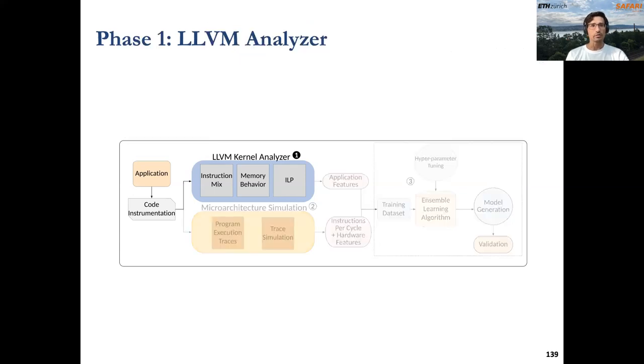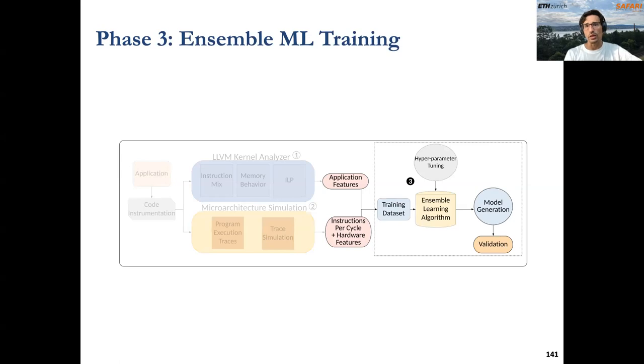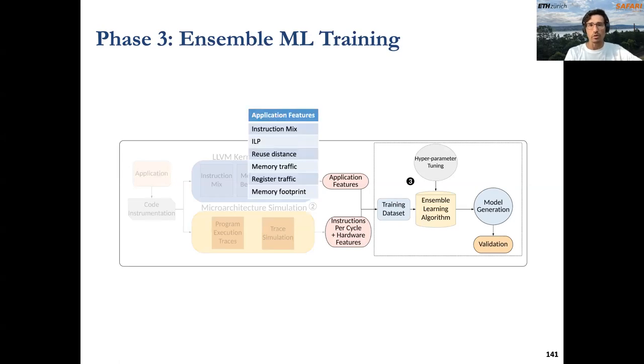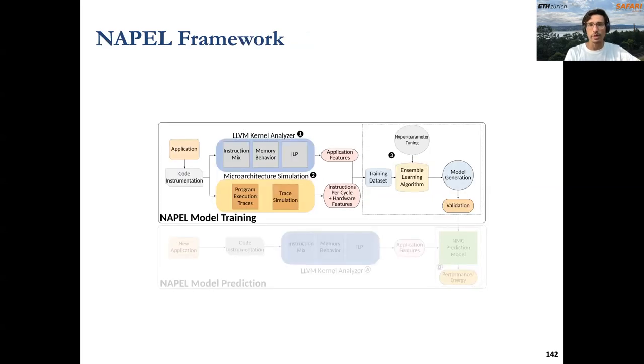In the training phase of the model, first of all, we have an LLVM analysis. This LLVM kernel analyzer obtains important metrics from the application itself, from the code itself. Then we also need some microarchitecture simulation, to get some basic metrics from the architecture itself. Here we run very few simulations in order to collect the necessary metrics, and then we use all of them to train the ensemble learning algorithm and create the model. The features used by this ensemble learning algorithm span application features obtained from the LLVM kernel analyzer and architecture features obtained from the microarchitecture and from some simulations.